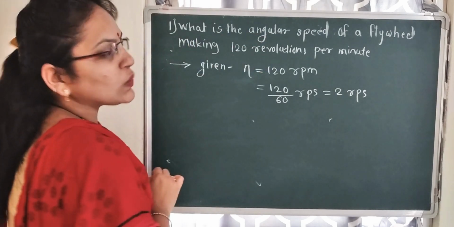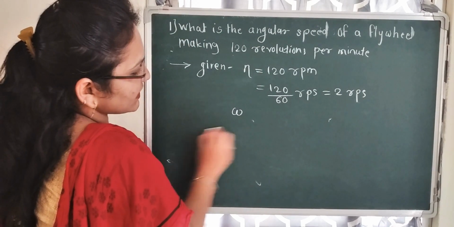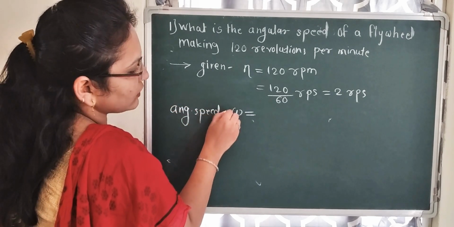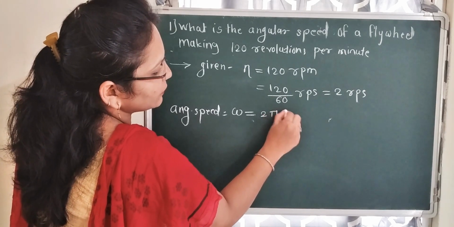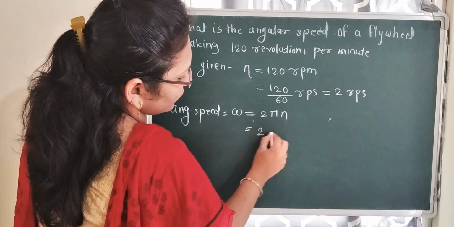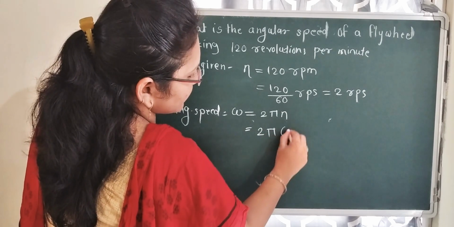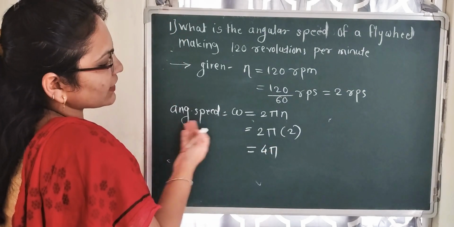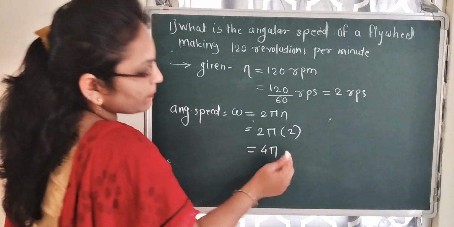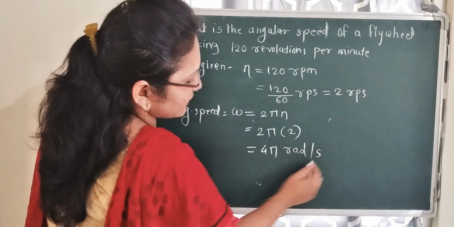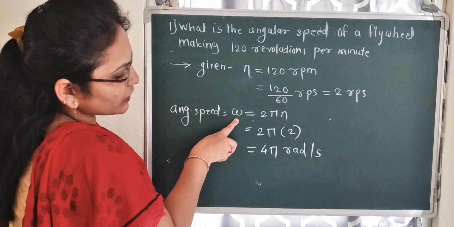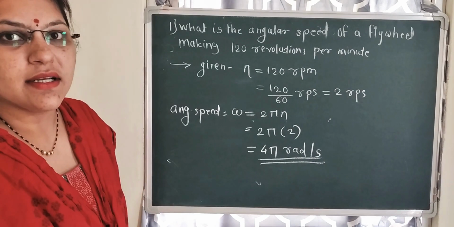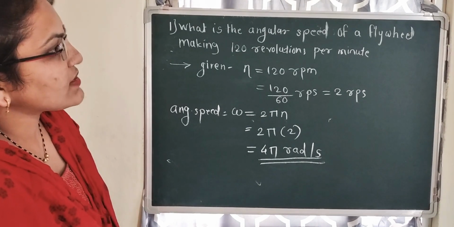Then what is the angular speed? Angular speed is omega, which is equal to 2 pi n, which is equal to 2 pi into n, which is 2, which is equal to 4 pi. Our answer is angular speed omega is equal to 4 pi radian per second. Radian per second is the SI unit of angular speed. Okay, this is our first example.